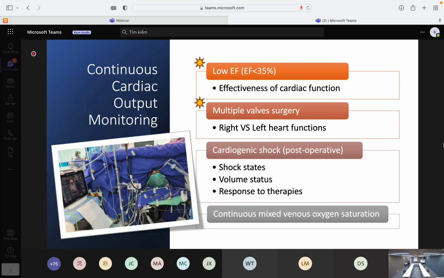And the last indication is to measure and monitor continuous mixed venous oxygen saturation to identify and balance between oxygen supply and tissue oxygen extraction when we manage vasodilatory shock or vasoplegic syndrome coming after cardiac surgery. Here in our center, we find a lot of mixed shock after cardiac surgery, so we use mixed venous oxygen saturation a lot too. Thank you.